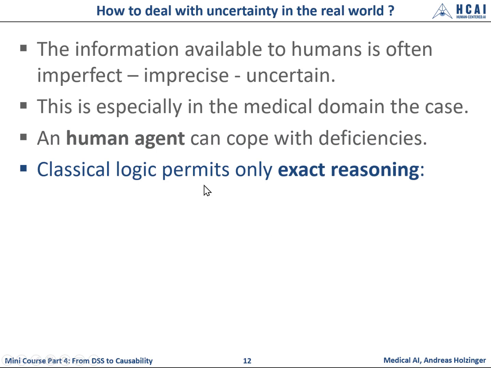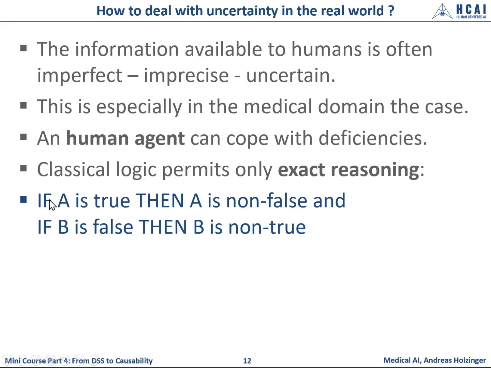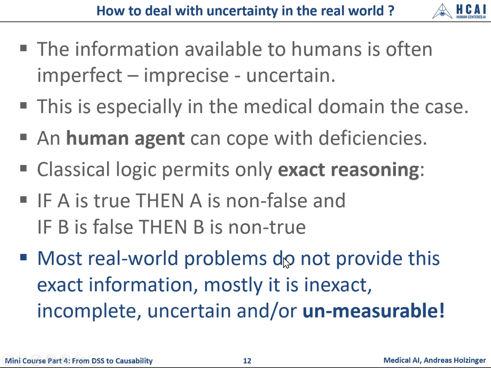And classical logic, this classical AI, permits only exact reasoning. And this is really very, very problematic. If A is true, then A is non-false. And if B is false, then B is non-true. So this is really a problem in dealing with the uncertainties of the real world. And you know, most real-world problems do not provide this exact information. So mostly it's inexact, incomplete, and even unmeasurable.